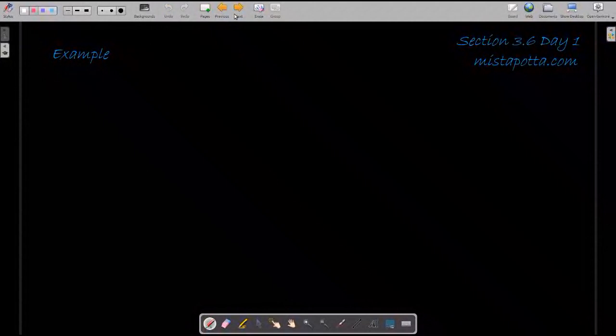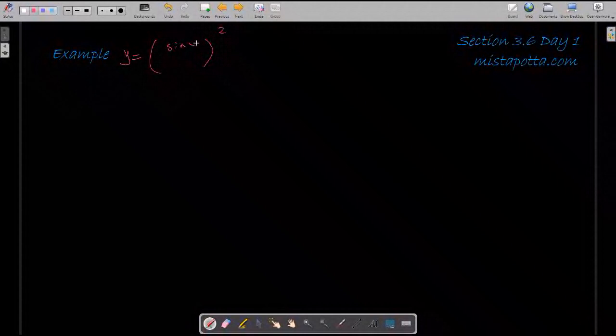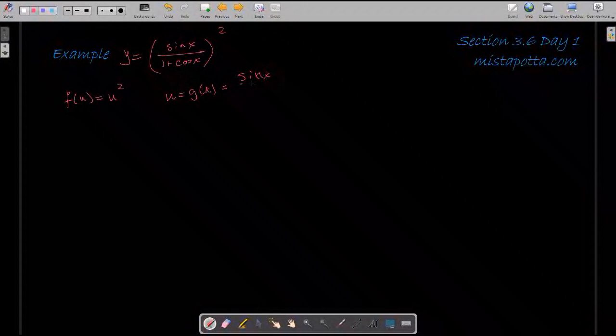So we'll do another example. We'll do y equals the quantity sine x over 1 plus the cosine of x, squared. And so what I've got here is two functions. F of u is u squared, where u, my g of x, is this fraction, sine x over 1 plus the cosine of x.